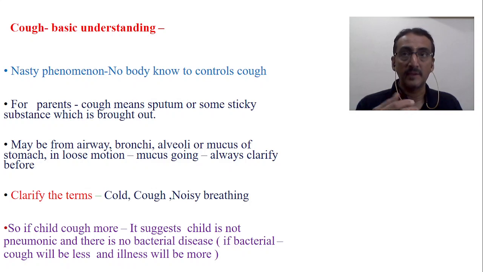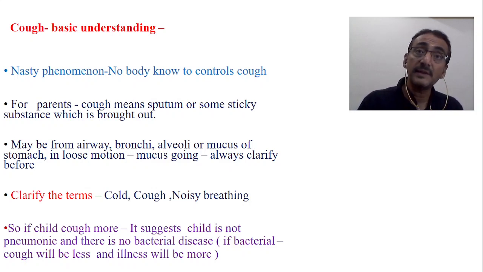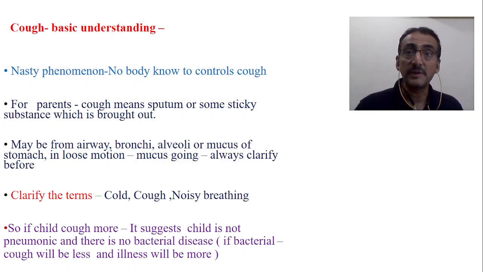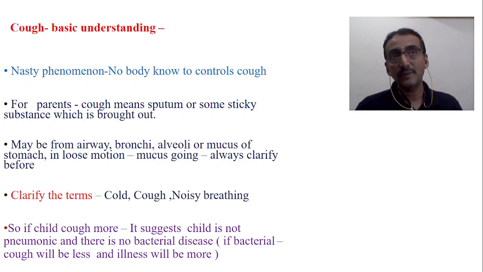What I mean to say is, for them, any secretion which is coming from the airway, or any sound which is coming from the bronchus or alveoli area, or any mucus secretion which is coming out, and sometimes even when loose motion, that is diarrhea, is happening with some whitish material, then also they say that cough is going, that is sputum is going through the stool, so he is having cough. Like that parents usually say. Okay, so we need to clarify all those terms now.